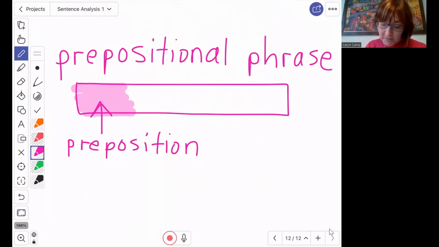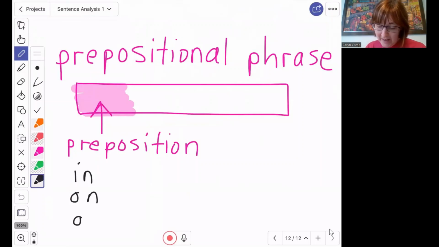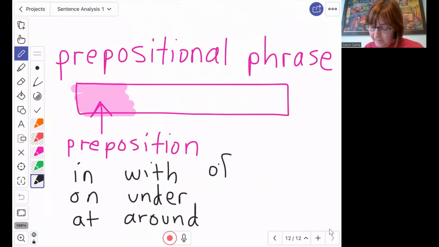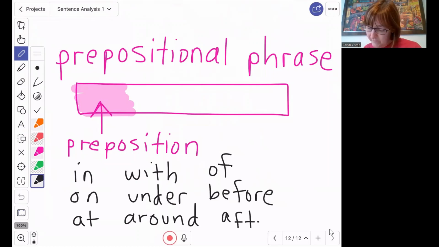Okay, so examples of prepositions, here's a few. In, on, at, with, under, around, of, before, after, and a lot more. So these are prepositions. If you see one, then look to see what comes after it.